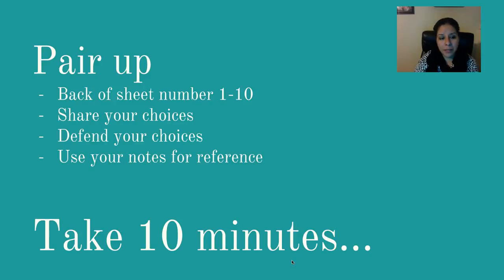Okay, now I want you to pair up. So on the back of your sheet that I gave you, I want you to go ahead and write your pair names. So write your name plus your pair's name, and then number your sheet 1 through 10. Okay, and I want you to share your choices with your partner, and defend your choices. So if one of you disagrees and the other one agrees, then I want you to each share your choices as to why.